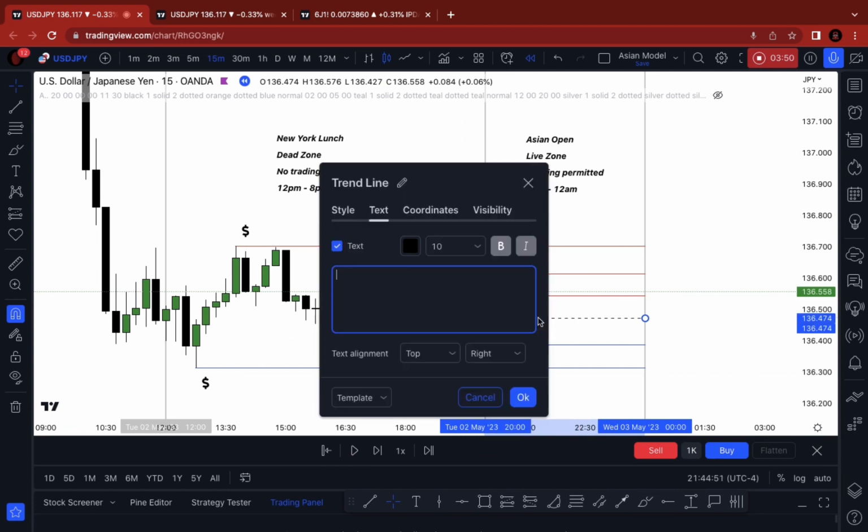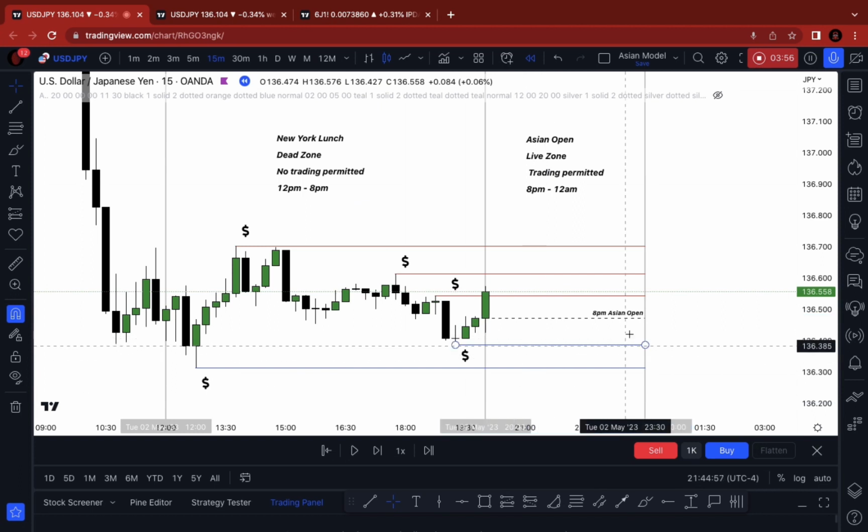Now we know anything above this opening price is going to be a premium. Anything below it's going to be a discount. So high odds sell scenarios are going to form above the 8 p.m. line, and high odds buy scenarios are going to unfold below the 8 p.m. line, because it's cheaper to buy down here and it's greater to sell at a higher price if you're looking for a sell setup.